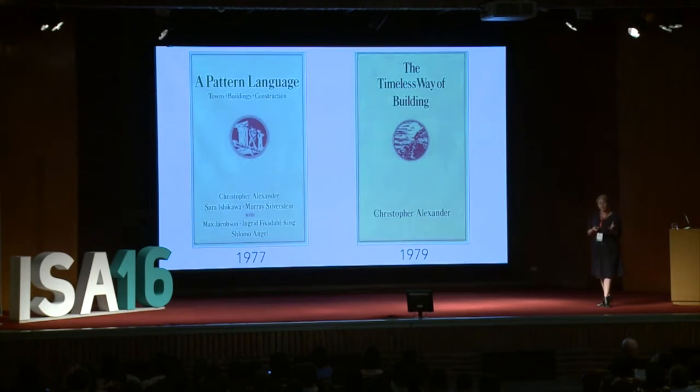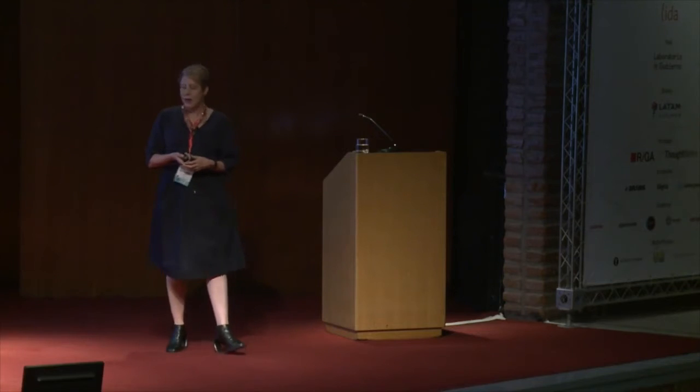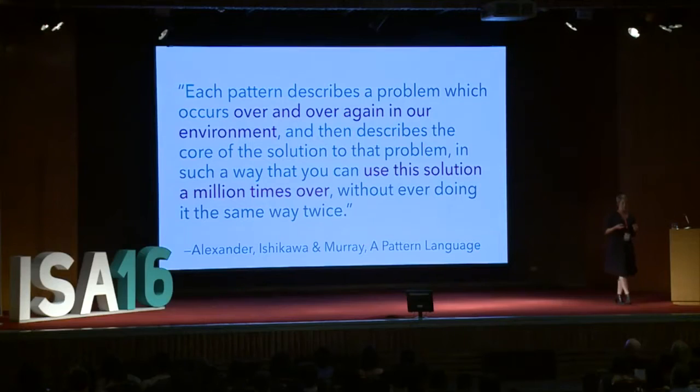And so he published these two books many years later, 13 years later, to talk about a language that could help people to solve problems in the built environment. And what he said about patterns is that each pattern describes a problem which occurs over and over again in our environment, then describes the core of the solution to that problem in such a way that you can use this solution a million times over without ever doing it the same way twice.